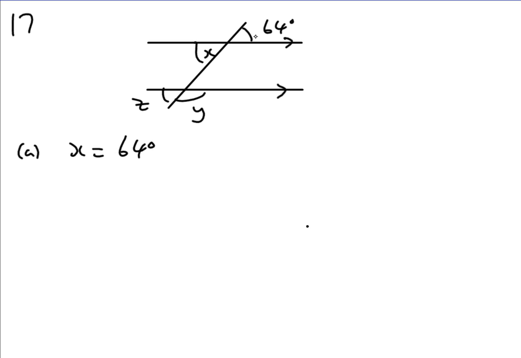Because vertically opposite angles, so this angle here are vertically opposite. So there's an X there, and the opposite sides of the X are vertically opposite.